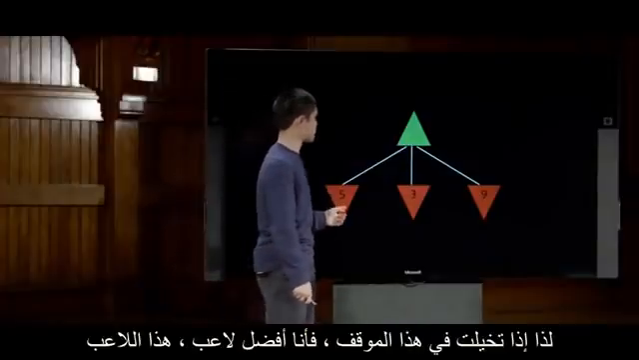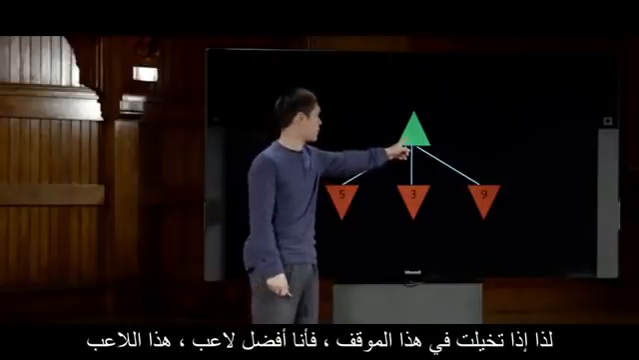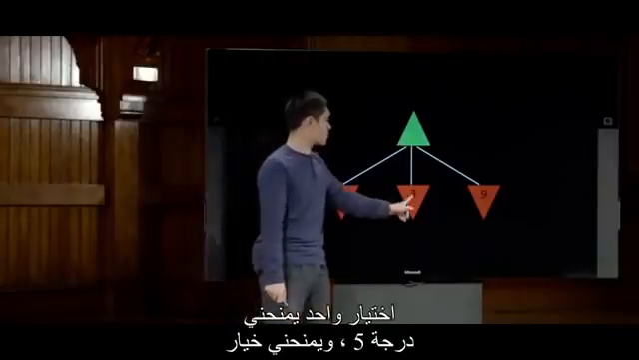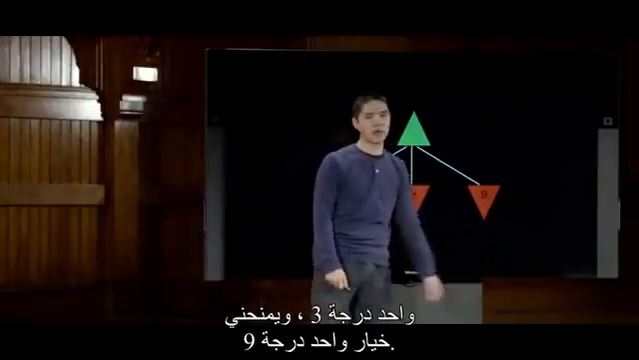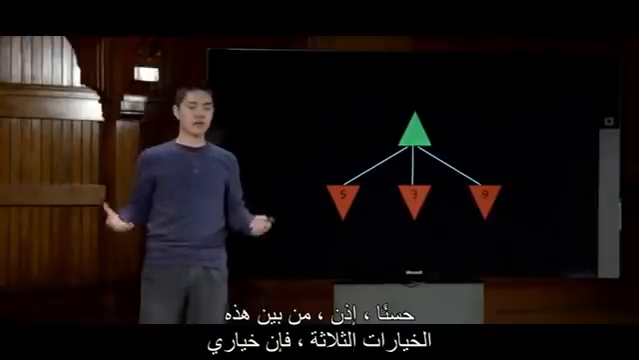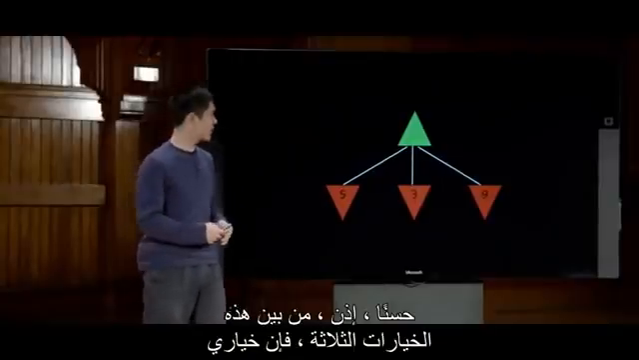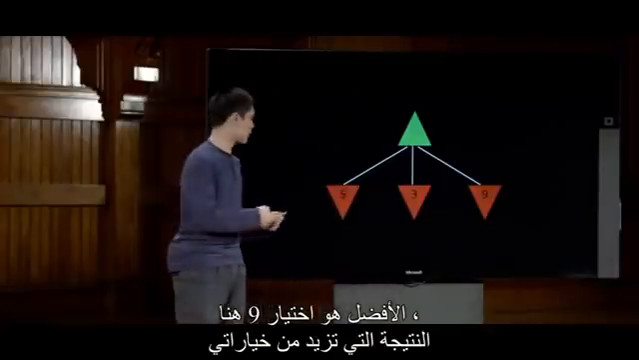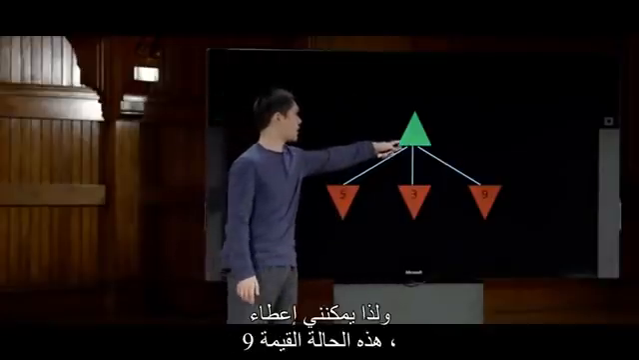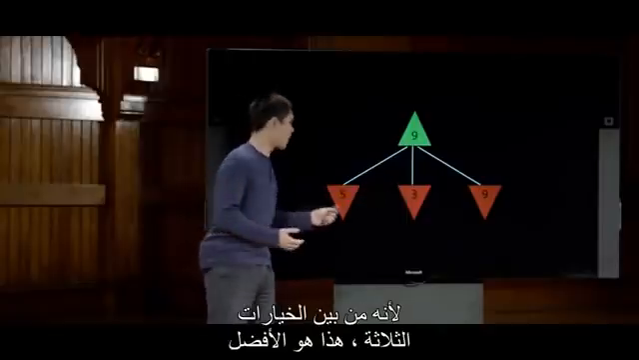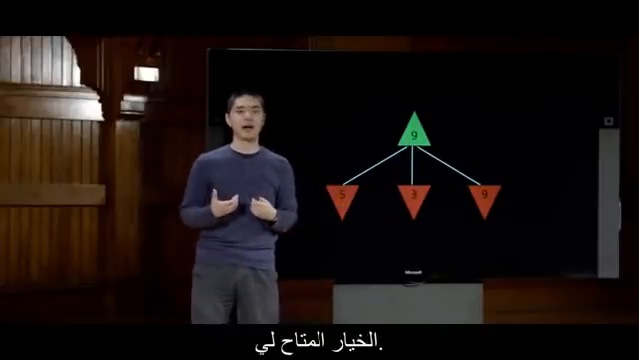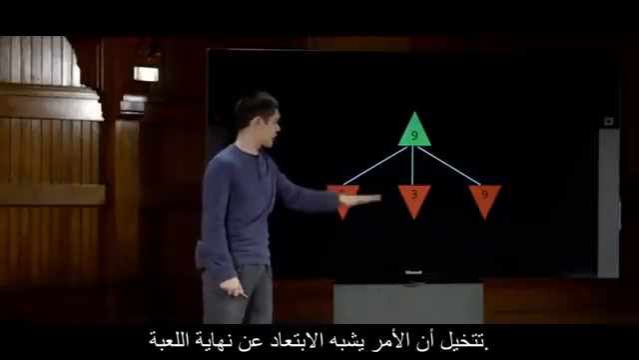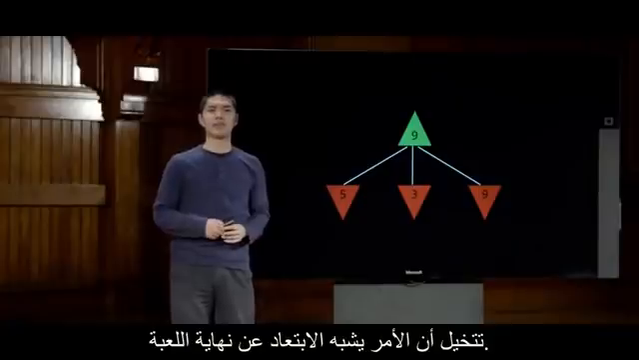So if you imagine in this situation, I am the maximizing player, this player here, and I have 3 choices. One choice gives me a score of 5, one choice gives me a score of 3, and one choice gives me a score of 9. Well, then between those 3 choices, my best option is to choose this 9 over here, the score that maximizes my options out of all of the 3 options. And so I can give this state a value of 9, because among my 3 options, that is the best choice that I have available to me. So that's my decision now. You imagine it's like 1 move away from the end of the game.